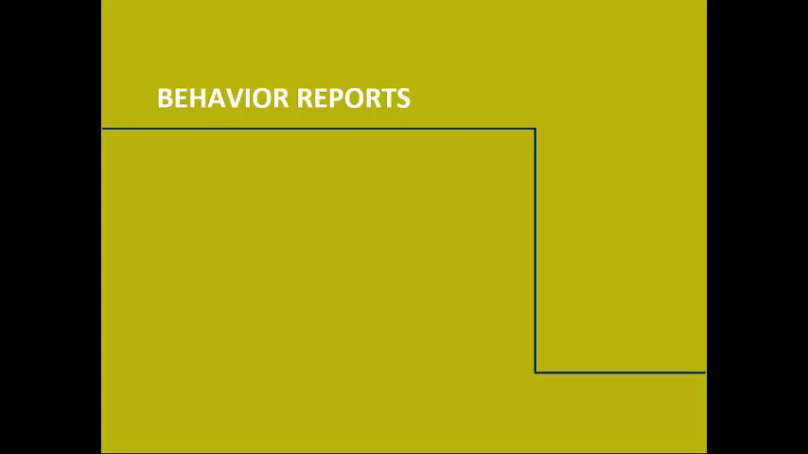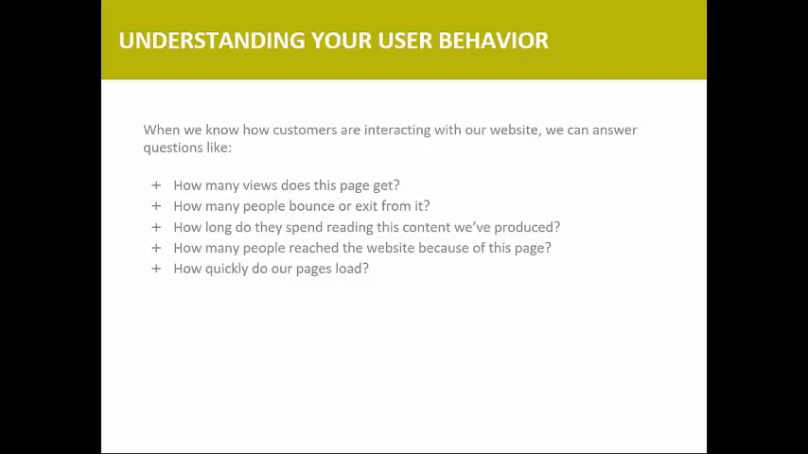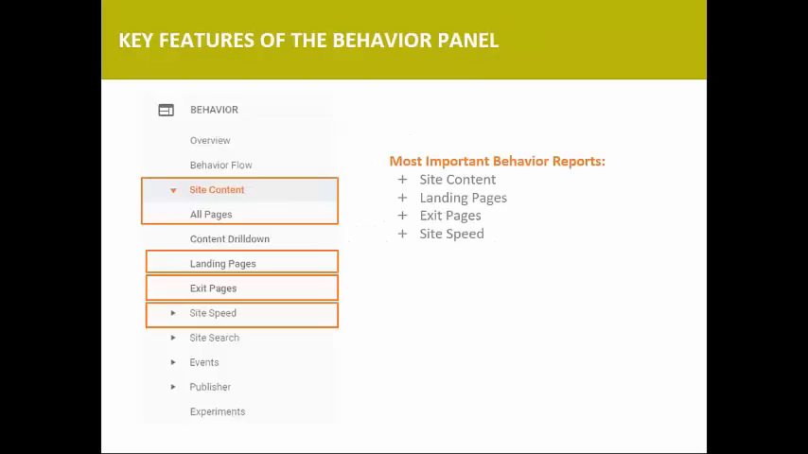And then let's talk about the reports in the behavior section. So that lets us know how our website pages are performing. And that way we can review strategies like how many views did this page get, how many people bounce or exit from it, how long do they spend reading the content we've produced, how many people reach the website because of this page, and how quickly do our pages load. And these can be answered in the site content, landing pages, exit pages, and site speed reports.